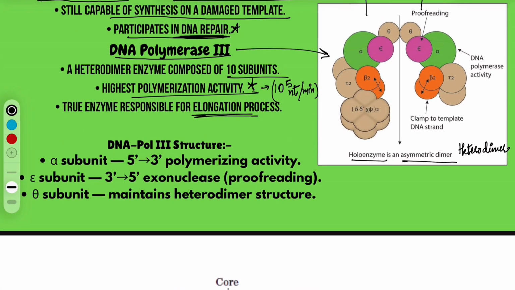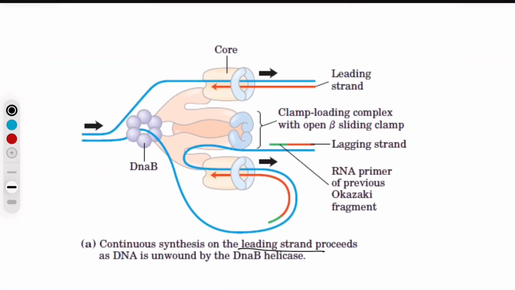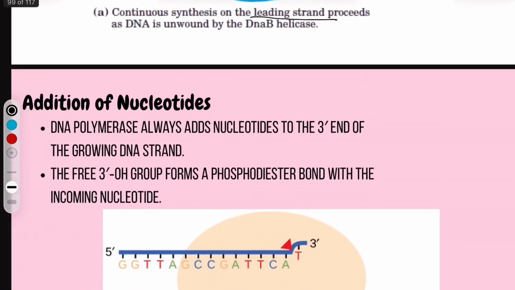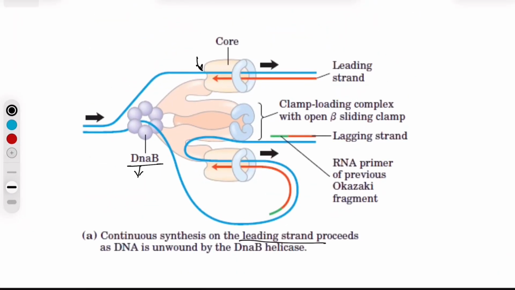So the pol third structure has the alpha subunit, which you can see in this diagram, which has 5 to 3 polymerizing activity. The epsilon subunit has 3 to 5 exonuclease proofreading activity, and the theta subunit maintains the heterodimer structure. Basically it is for stabilizing it. If you see the structure, it's a hand-like, clamp-like structure which holds the strand. And here you can see the leading strand is shown where DNA is unwound by DnaB, which is the helicase of prokaryotes.